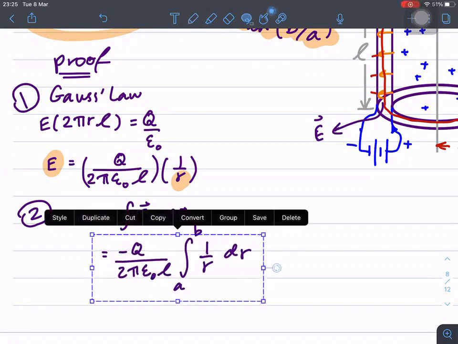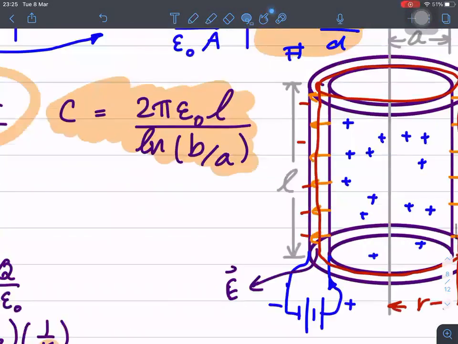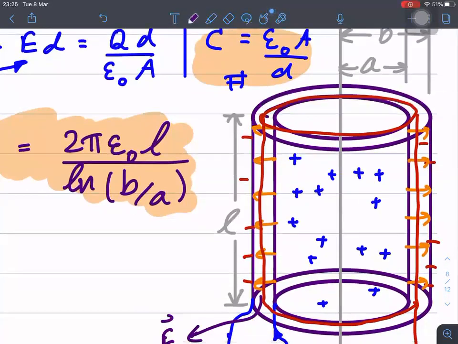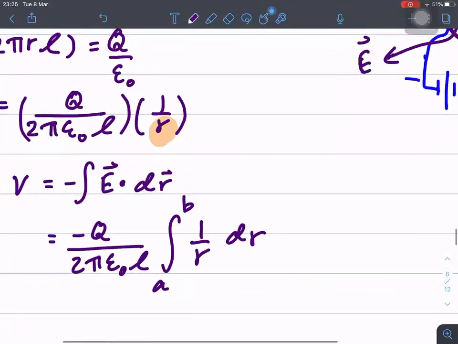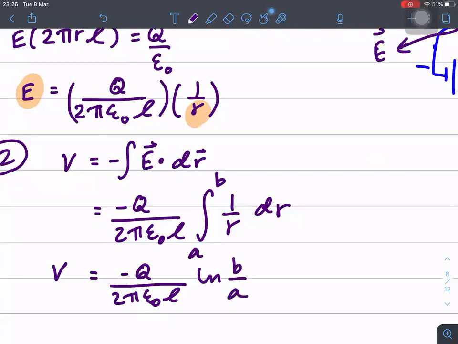A is the inner radius and B is the outer radius, so the electric field exists between radius A and B. So I integrate from A to B, and then we find that V, the potential difference, becomes minus Q over 2 pi epsilon 0 L times the ln of B over A.